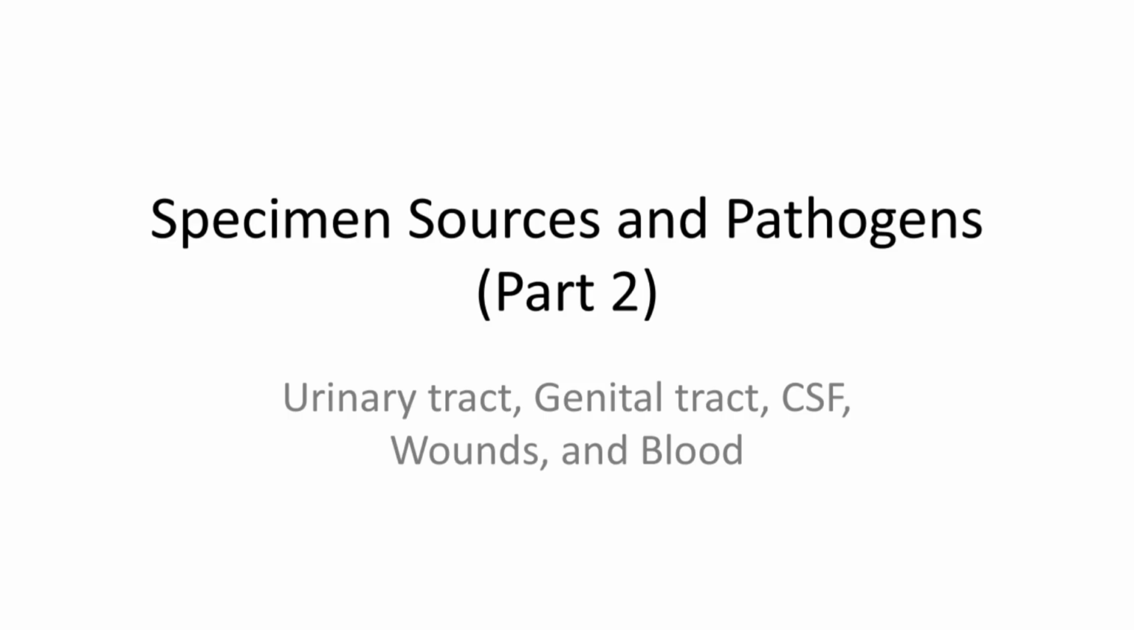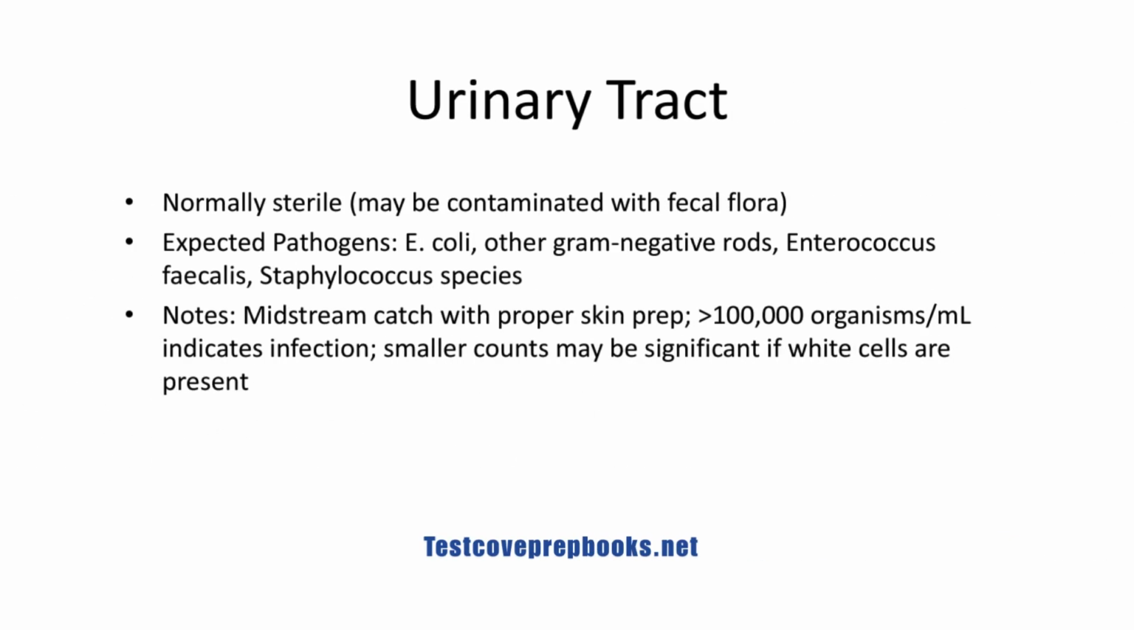Let's continue reviewing specimen sources and potential pathogens. For the urinary tract, it is normally sterile, although contamination from fecal flora may occur. The most common pathogen is E. coli, but other gram-negative rods, Enterococcus faecalis, and Staphylococcus species are also seen. A midstream clean-catch specimen is required, and more than 100,000 organisms per milliliter indicates infection. However, smaller numbers may still be significant if white cells are present.